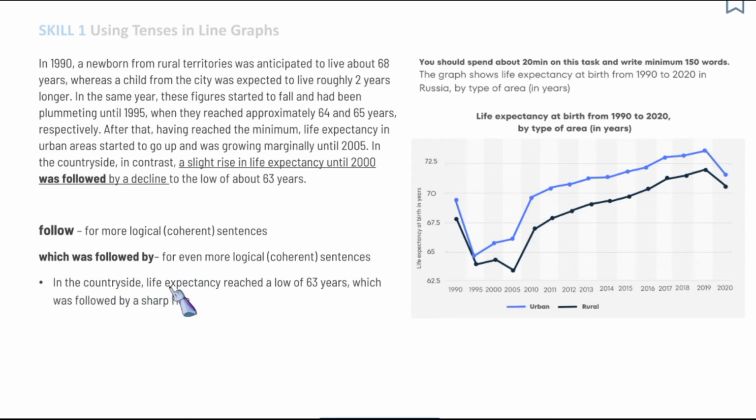In the countryside, life expectancy reached a low of 63 years, which was followed by a sharp rise. So here in this sentence we have two events, and they are nicely and beautifully packed in one sentence with this phrase, which was followed. Do use it.